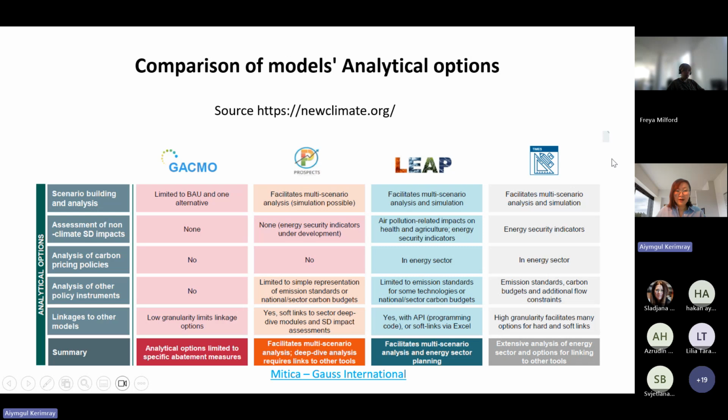So to summarize on the analytical options, GASMO has limited analytical options, specific to abatement measures. GASMO has around 119 mitigation measures. PROSPECTS facilitates multi-scenario analysis, while deep dive analysis requires links to other tools. LEAP facilitates multi-scenario analysis and energy sector planning, and TIMES provides extensive analysis of the energy sector and options for linking to other tools.